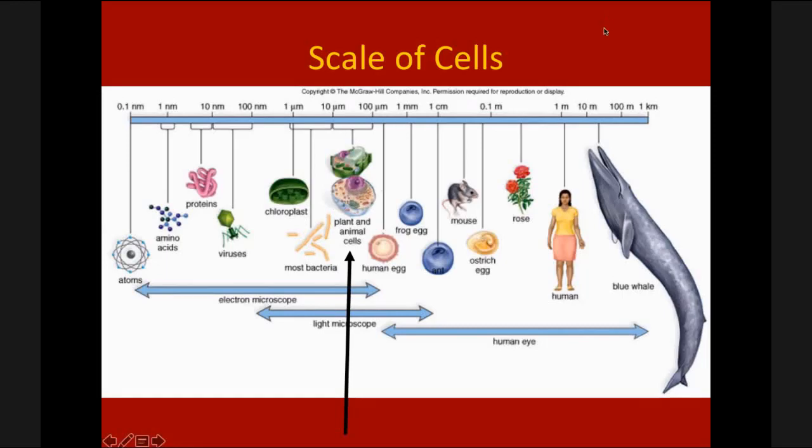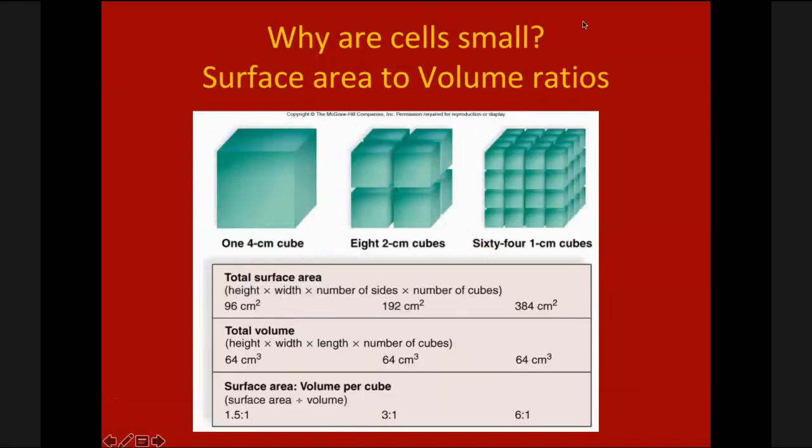Once we learn about cells, then we're going to come back and start talking about organ systems and whole bodies and how they interact with the environment. But we're still down at the pretty small scale of cells. So why is it that cells are small? It has to do with exchange rates.